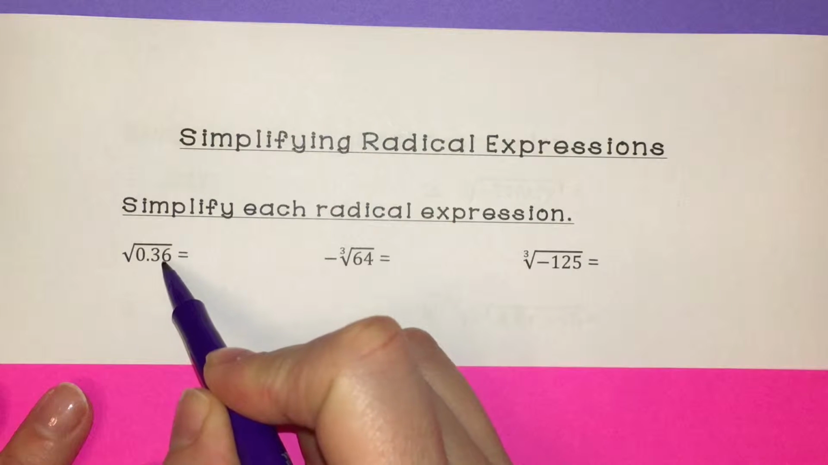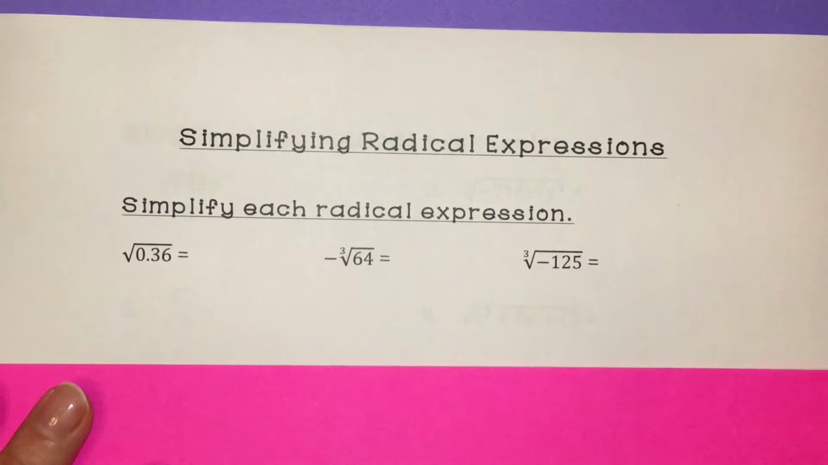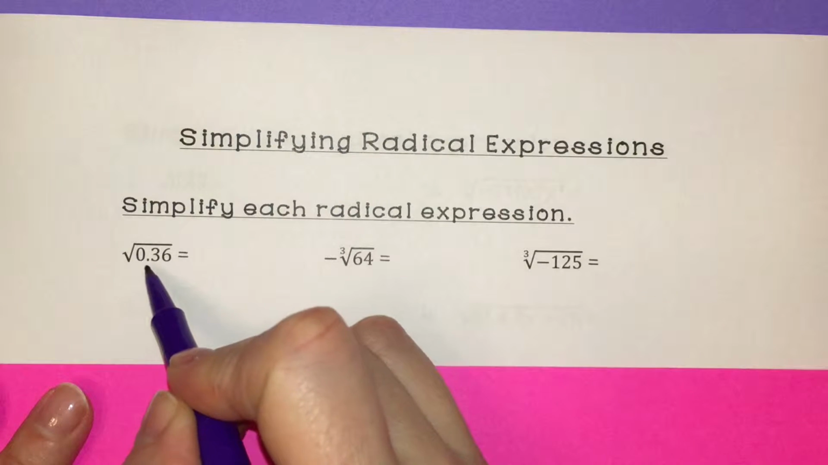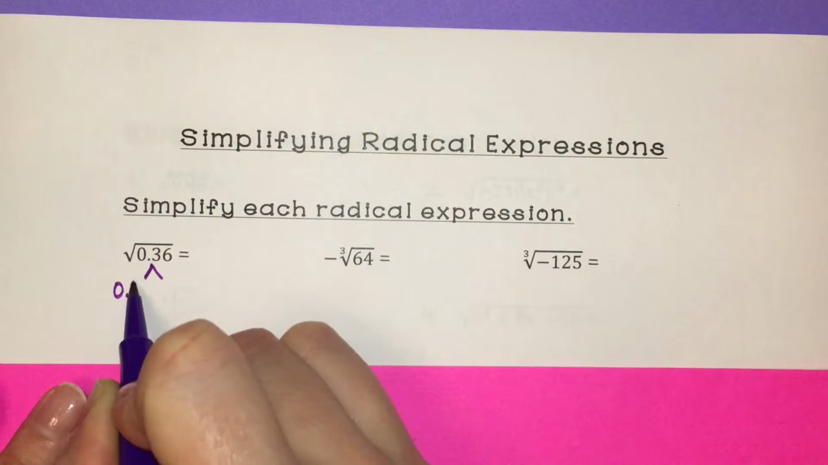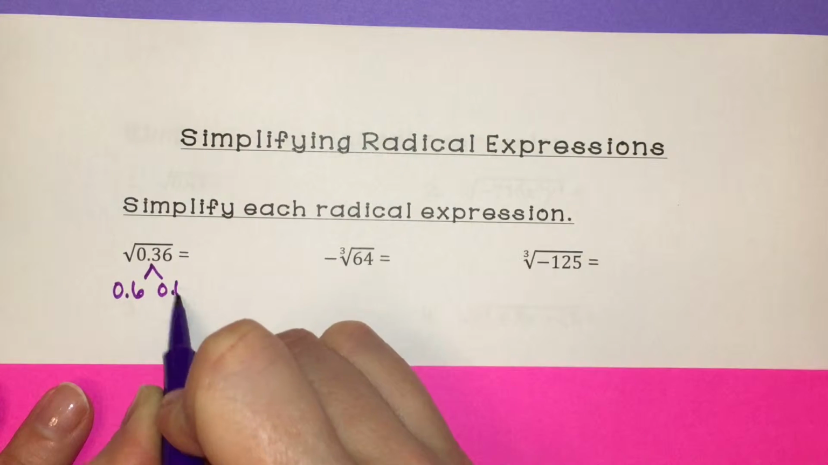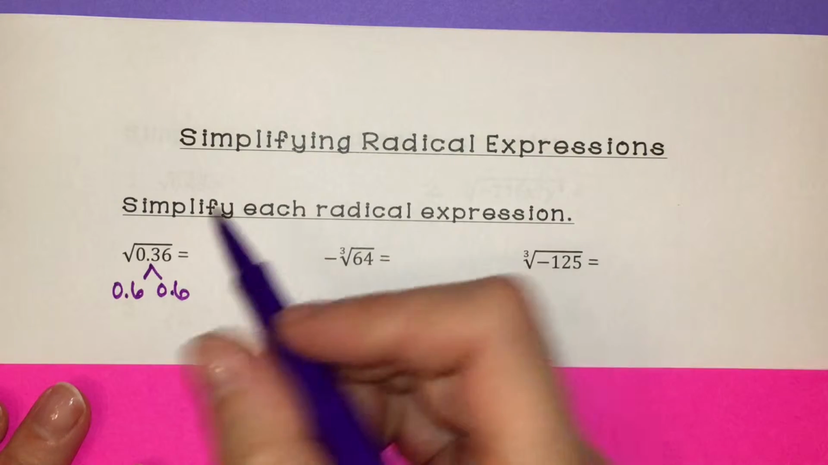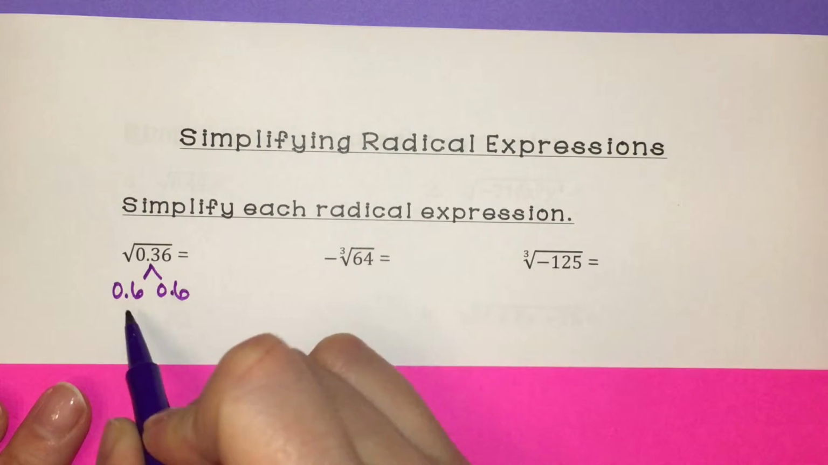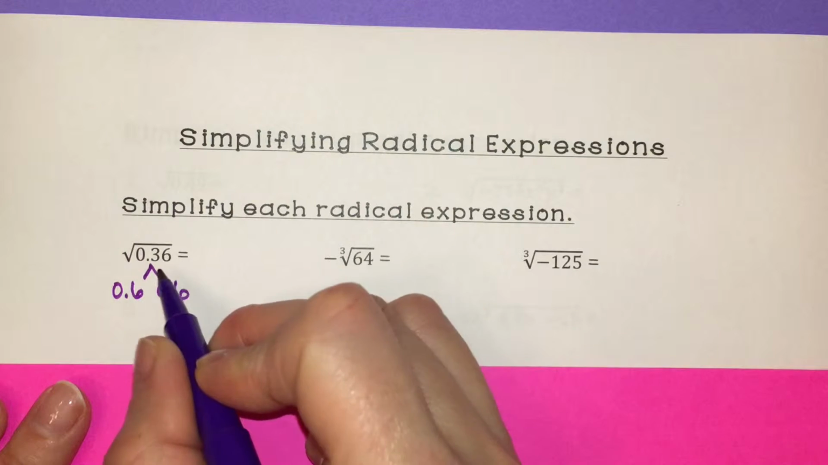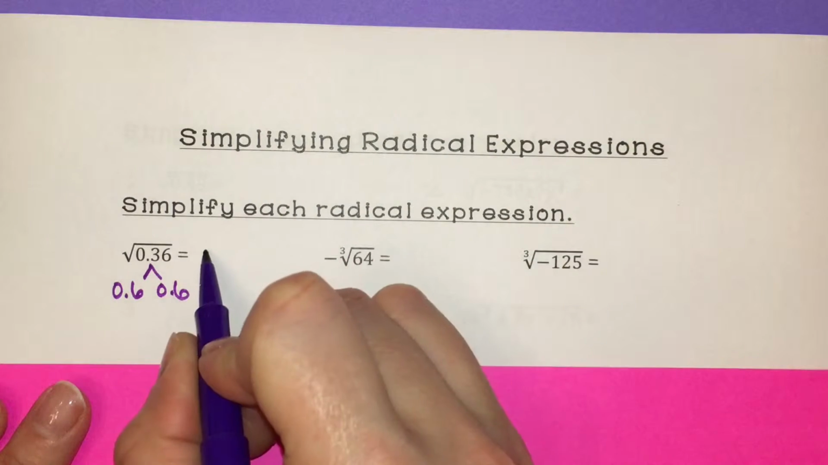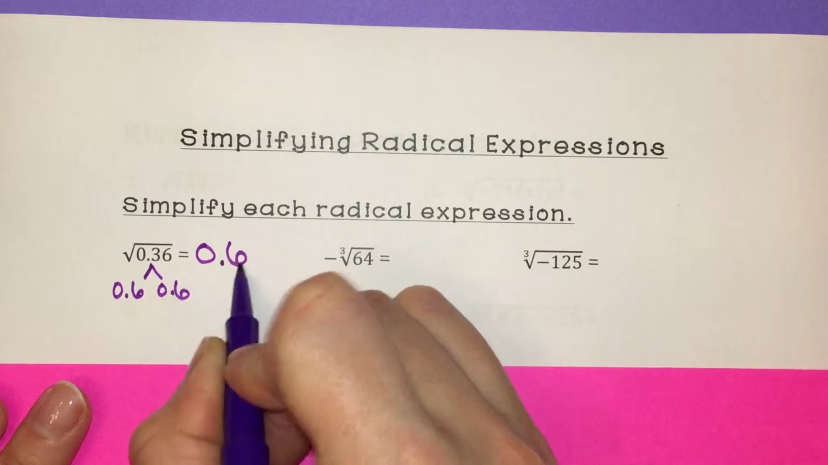Well, if you look at 36, you probably know 6 times 6 is 36. But it's 0.36. That means 0.6 times 0.6 is 0.36. And anytime you find something multiplied by itself that equals what's under the square root, you can always pull it out, meaning this is equal to 0.6.